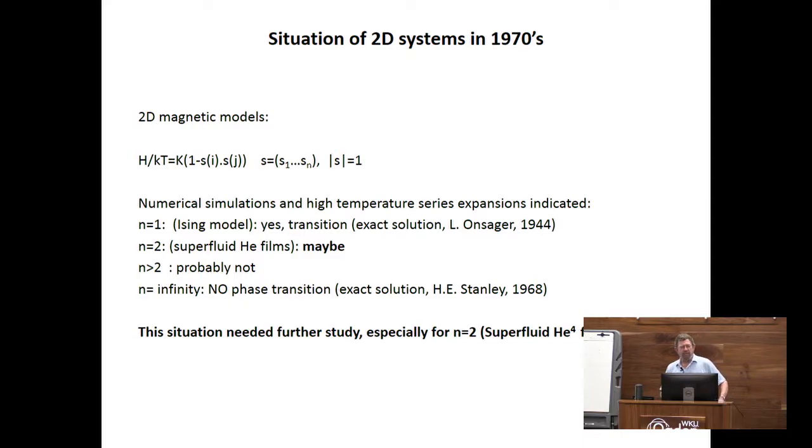What was known about these problems, except for the Ising system, were strictly numerical simulations and high temperature series expansions, which indicated that this system probably had a phase transition. And for more than 2 components, a 3-component Heisenberg model, and so on and so forth, probably not. If you go up to n equals infinity, this becomes the so-called spherical model, and that can be solved exactly. You can show that there's no phase transition in this model in 2 dimensions. That was well known. So the situation needed further study, especially for the 2-component system, which modeled superfluid helium-4 films.